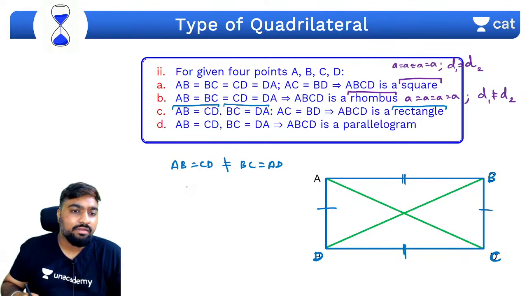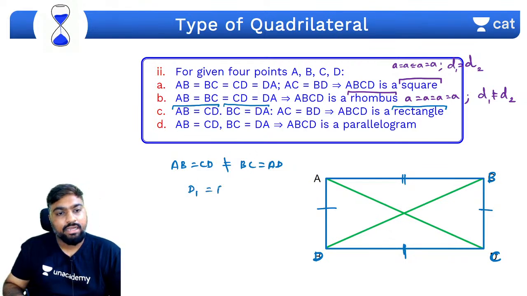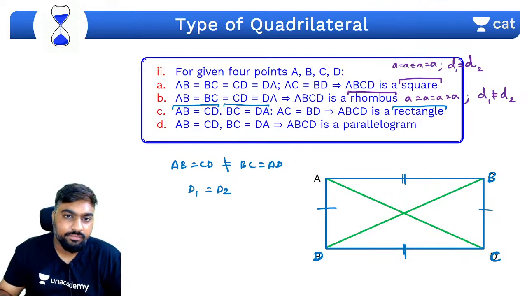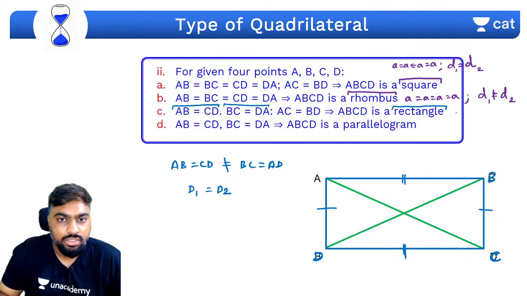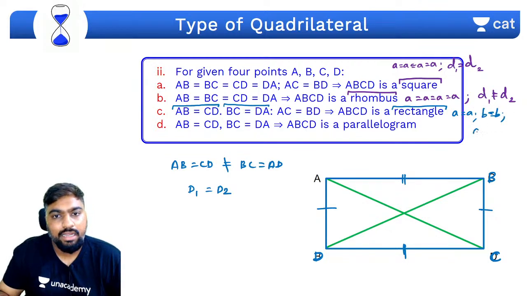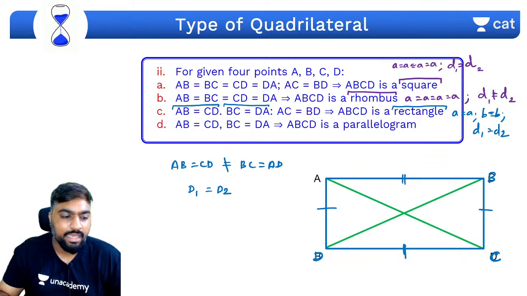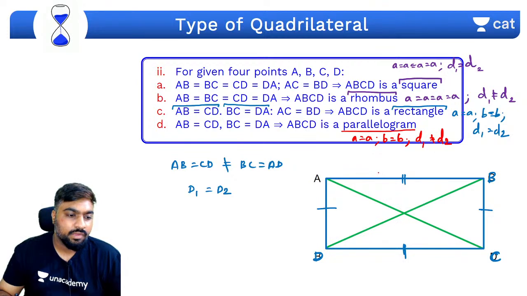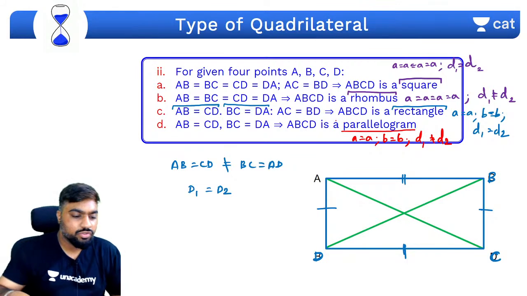And in a rectangle, we know that the diagonals are also equal. So diagonals भी equal होने चाहिए rectangle के लिए. Understood? So opposite sides should be equal and diagonals must be equal. तो हो गया rectangle. अगर सिर्फ opposite sides equal है और diagonal equal नहीं है, तो that becomes a parallelogram. Only opposite sides are equal. A equal to A, B equal to B, but diagonals are not equal. अगर diagonals equal नहीं है, तो what does it become? It becomes a parallelogram. Sorted?